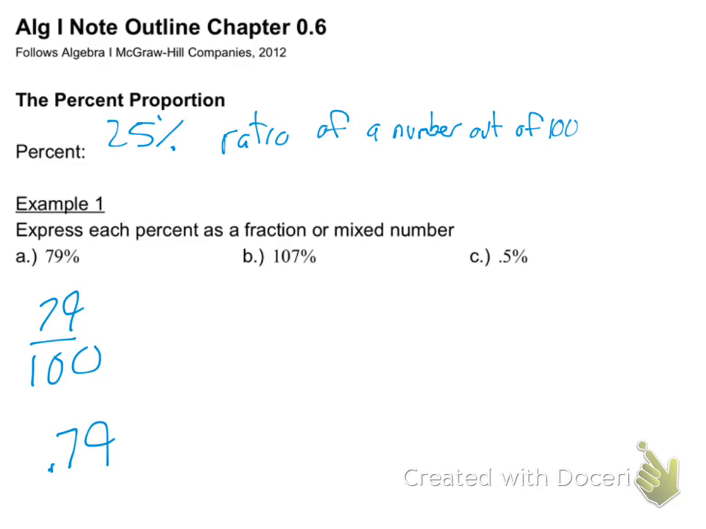Part B. Part B, what would that look like as a fraction? Logan. 1 and 7 over 100. Ooh, he goes straight to 1 and 7 out of 100. Is he correct? How did he get a 1 out of that? Matt?